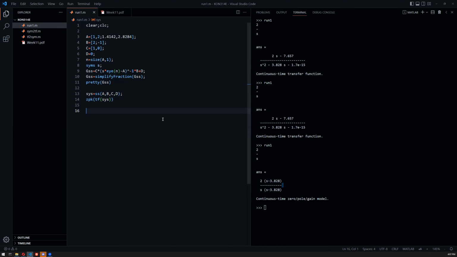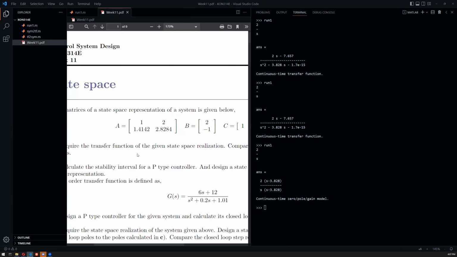Now, well, actually, this system is just a pure integrator. It's not a second-order system, and the reason for that is basically we have a certain relation between the first row and the second row. You can see that there's 1, 2, and there's 1.4142, 2.8284, which is exactly twice as 1.4142. So there's something going on here.